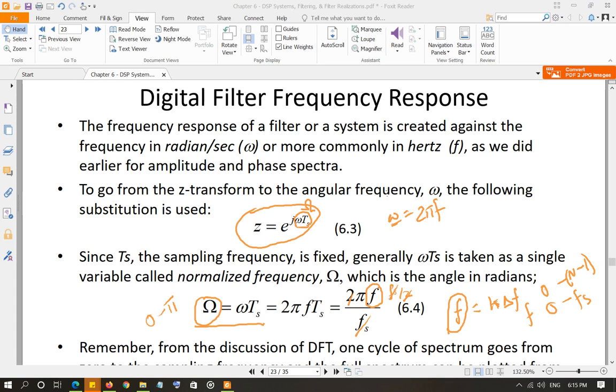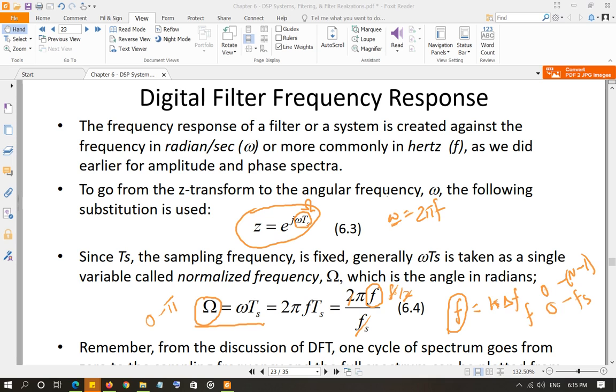So, digital filter frequency response. Anytime you have a filter, the basic idea of the filter, of course, is that it stops some frequencies and allows other frequencies to pass through the system. And unless you plot the frequency response of the filter, you will not know what frequencies are stopped and what frequencies have been let go.